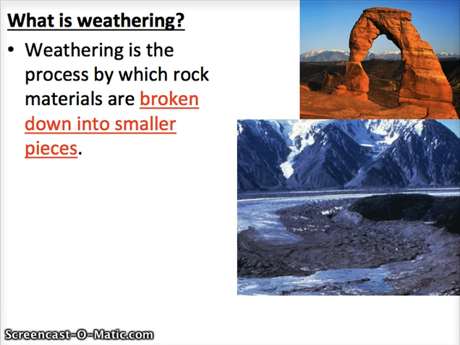So let's first start by talking about what weathering is. Weathering is the process where rocks are broken down into smaller pieces. These are just two pictures that show examples of weathering. Weathering can make holes and arches like this. It could also be breaking down rocks into smaller rocks, such as along a river we find big rocks and smaller pebbles.